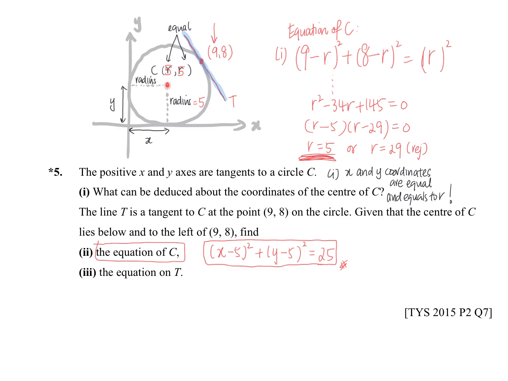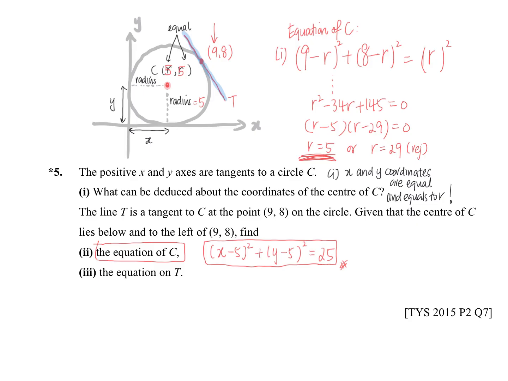Because it is a point on the circle, then it can help me solve for r. But this can only be to the left. Yeah, left and down. Okay? And 29 is up. So 9 minus r and 8 minus r is the center.